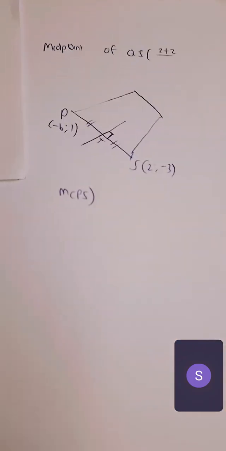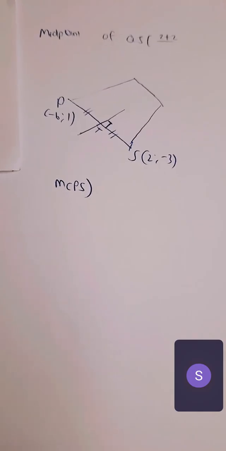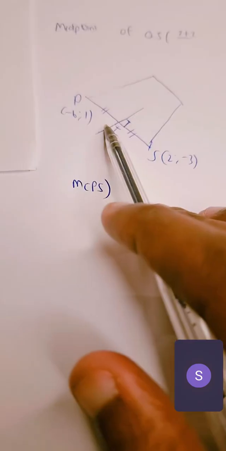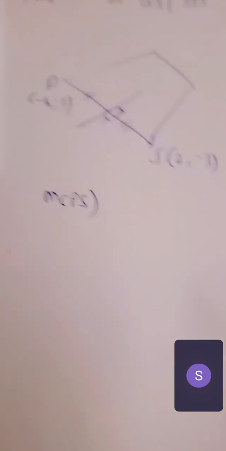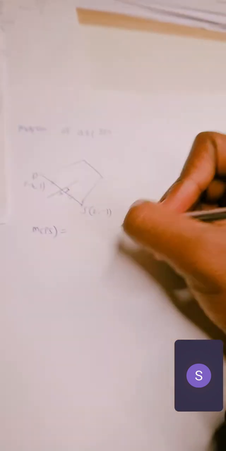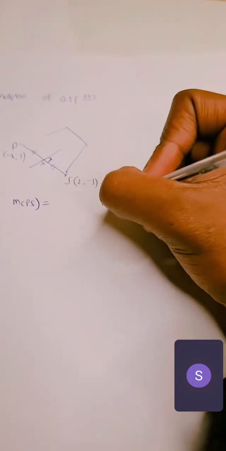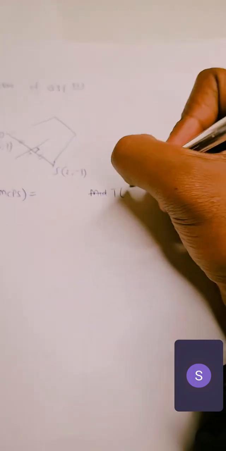So we can find the gradient of PS, right? Yes, together with its midpoint. Because when we find the gradient of PS, then we know that we can find the gradient of this line T. Yes, so two things: the gradient of PS and the midpoint of PS. That's what we need.